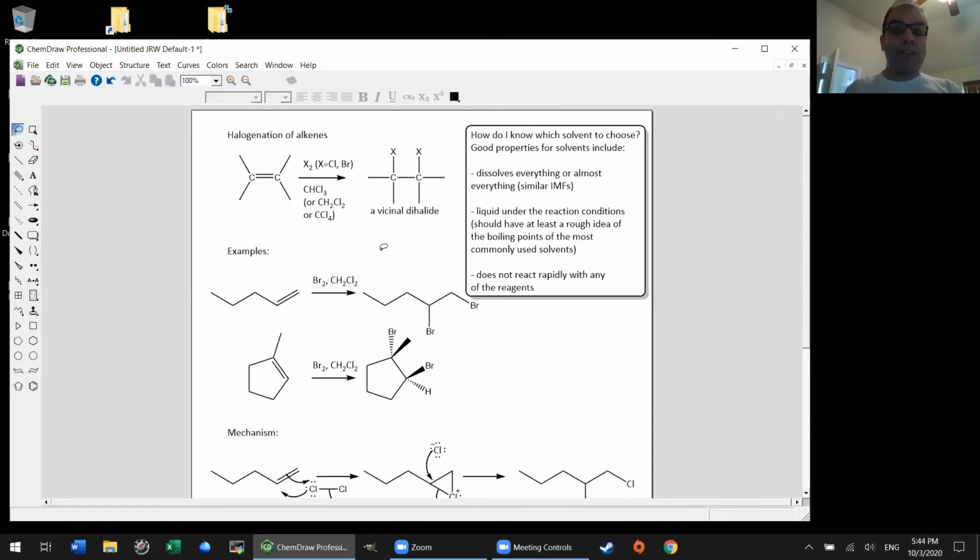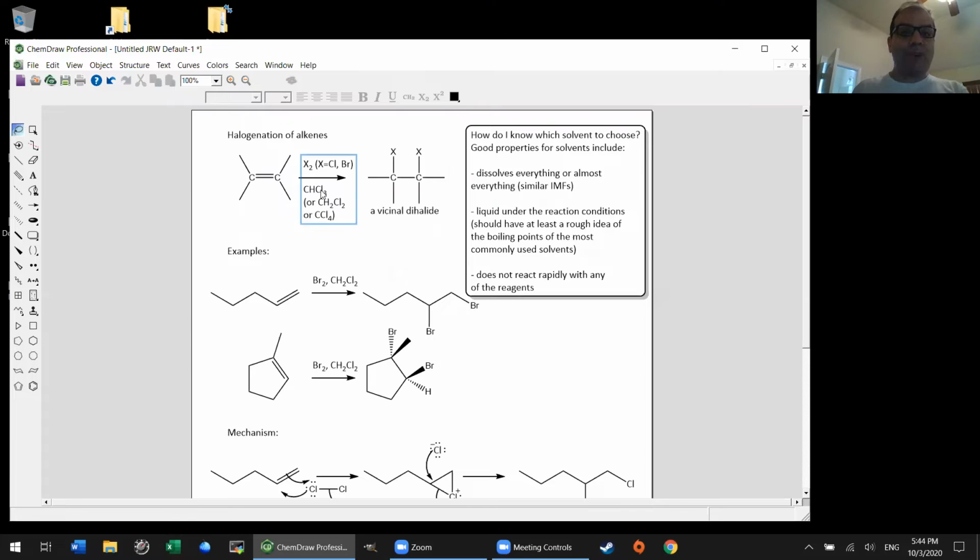But chlorine and bromine seem to work just fine. This is also our first time focusing on solvents, because one of the things you will need to know, as I've said in the class notes, for each reaction we learn is what a good solvent choice would be for that reaction. And there's often multiple ones.